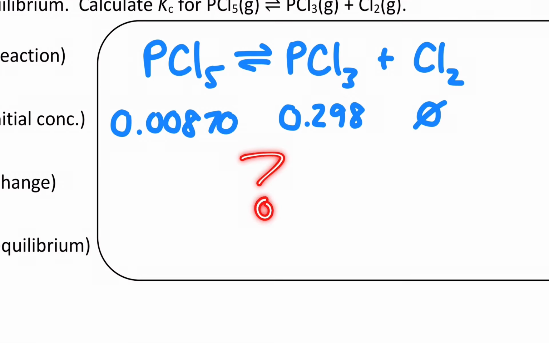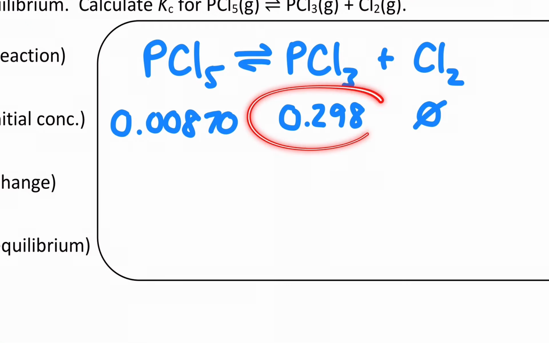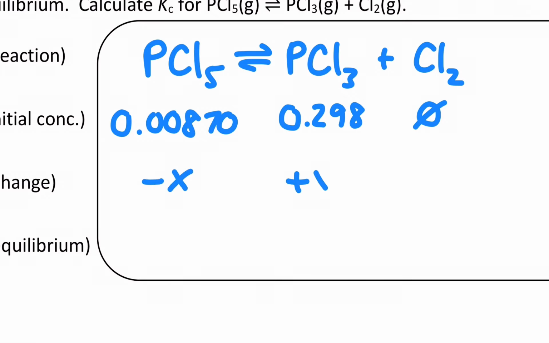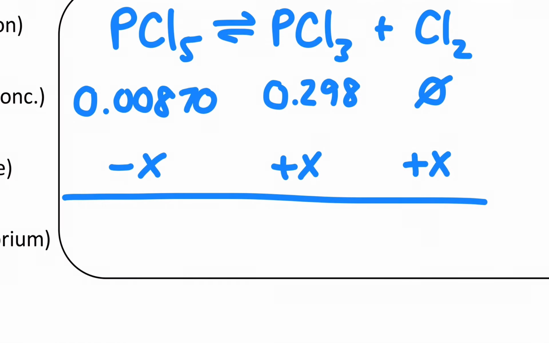I don't know how much we're going to make, but let's give it a variable, and I know for however much chlorine I make, I'm going to lose that much PCl5, and I'm going to gain that much PCl3. So I'm going to write minus X for the PCl5, and then plus X for the PCl3, and also plus X for the chlorine. That X is an unknown right now. We'll see it's actually very easy to get for this problem, but I'm just going to leave it as a variable because we'll use this again later.